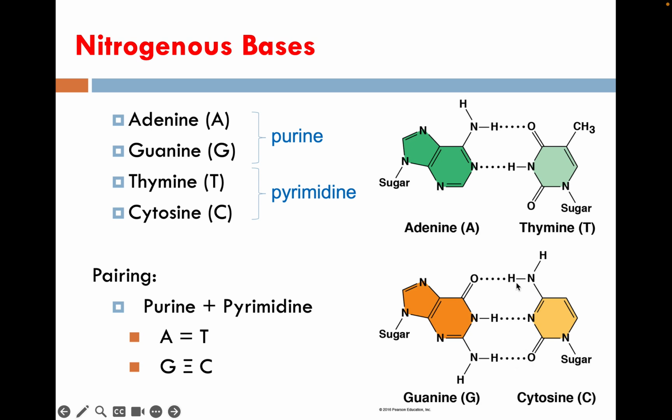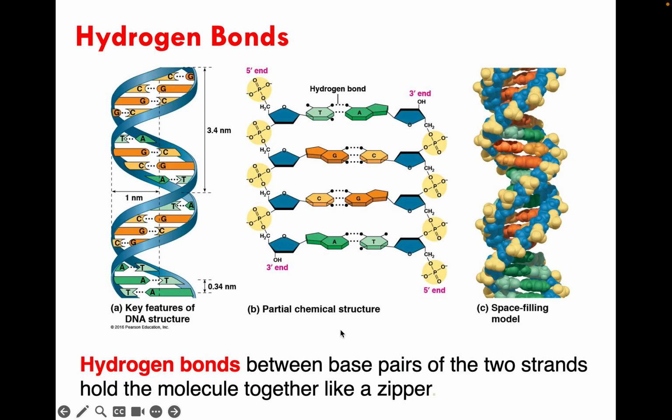They fit together like puzzle pieces. You can't have a thymine and a guanine bind together because they don't match up. Thymine needs 2 hydrogen bonds, but guanine needs 3. So they only bond in this very predictable fashion. All right, hydrogen bonds are the bonds between those base pairs. They hold the molecule together a lot like the way a zipper works.